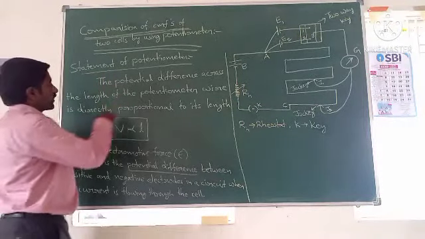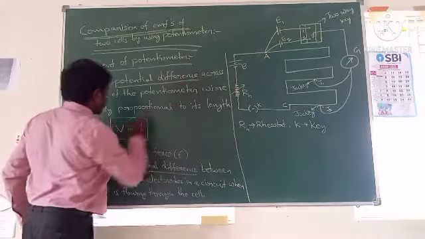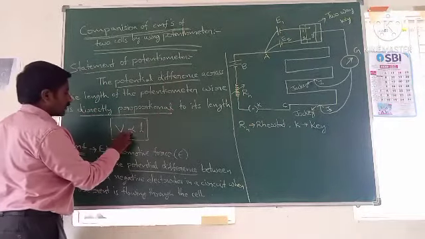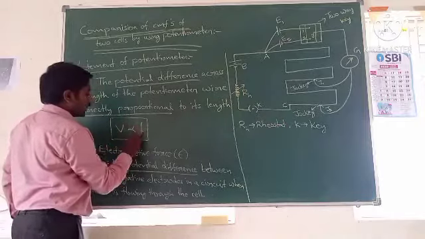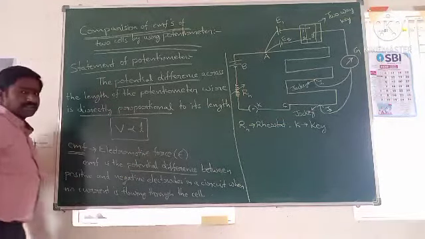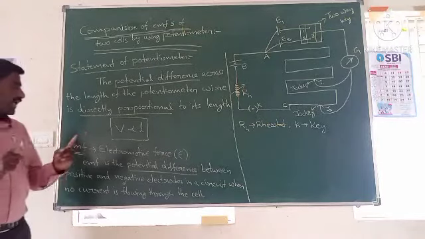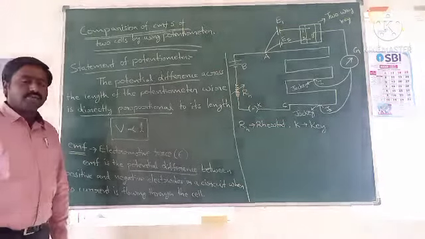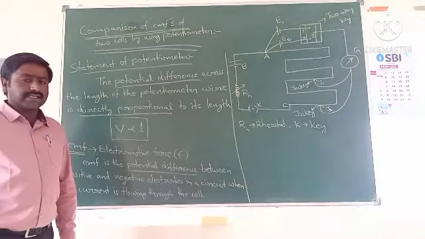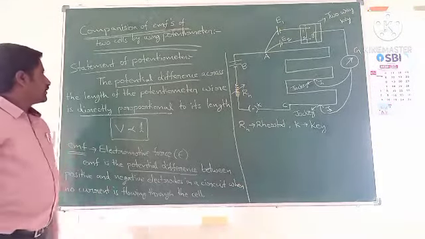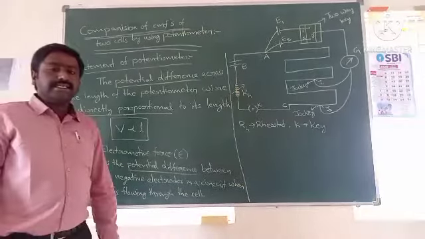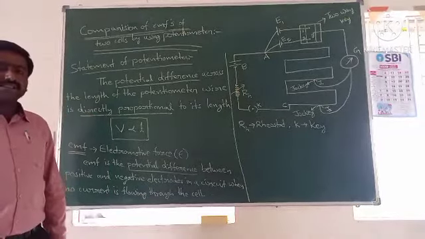So potential difference, that is V, is directly proportional to its length L. The potential difference across the length of the wire, or at the ends of the wire, is directly proportional to its length. So based on this statement, we are going to compare the EMFs of two given cells.